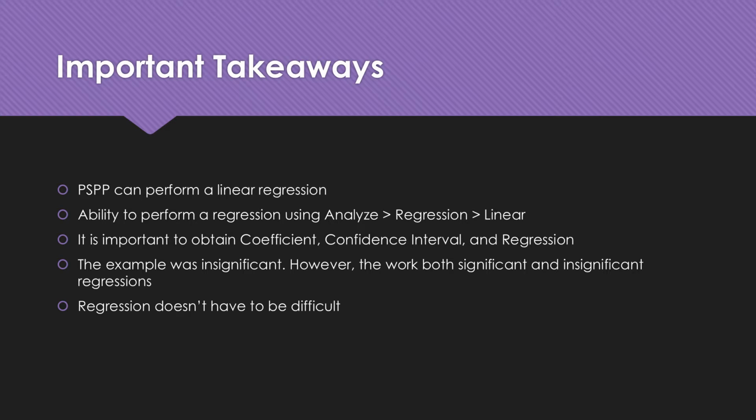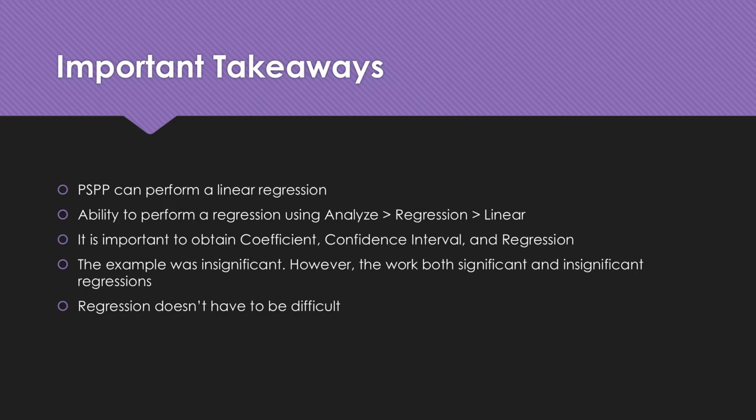The next takeaway that we have is that the ability to perform a regression using the PSPP is done by going through analyze, regression, and the linear mode. Next, the takeaway is it is important to obtain the coefficient, the confidence interval, and a regression in order to properly calculate and assess the results being significant or non-significant.